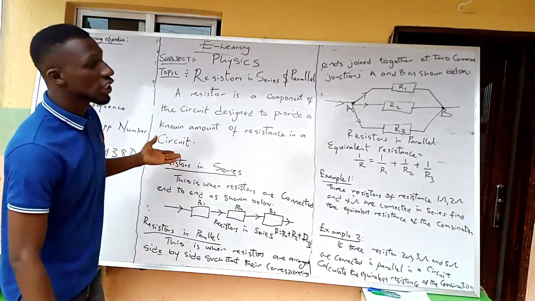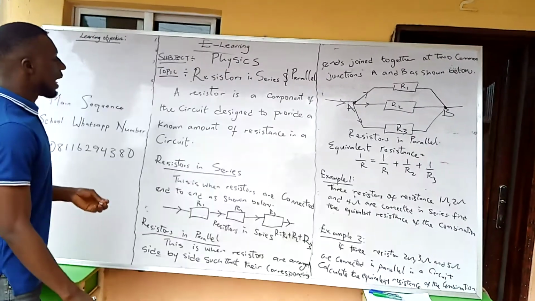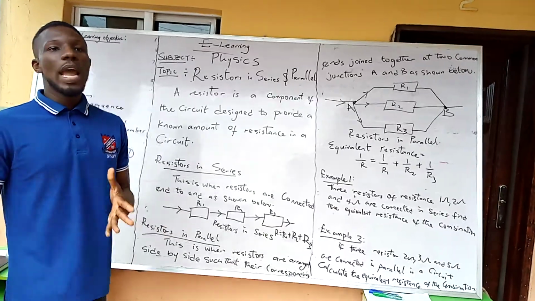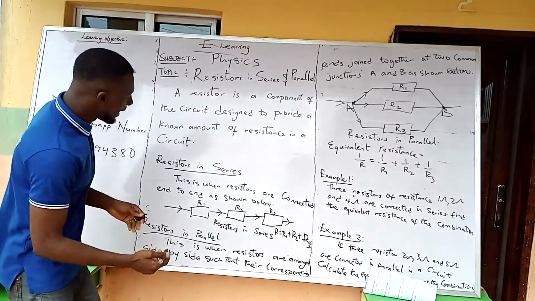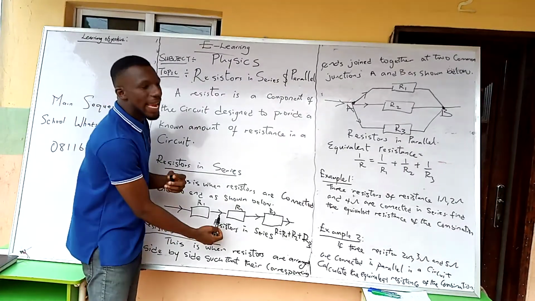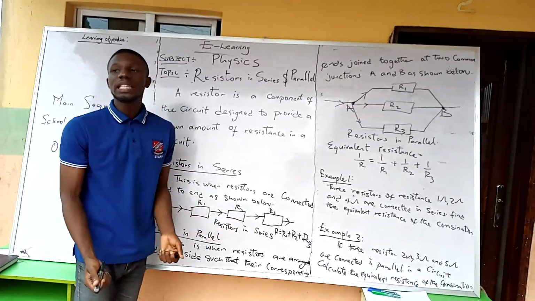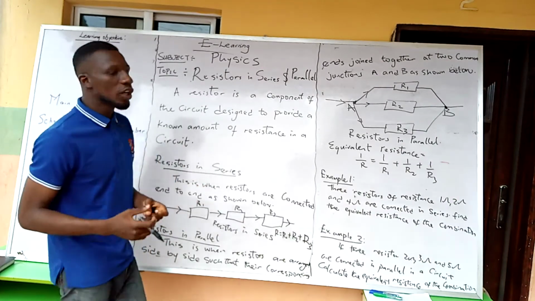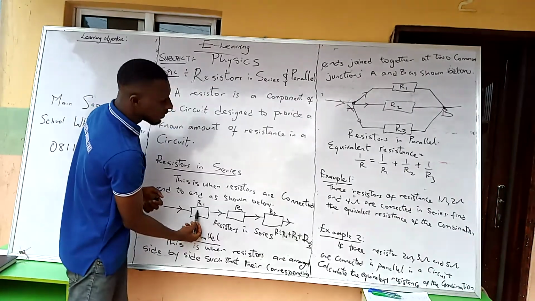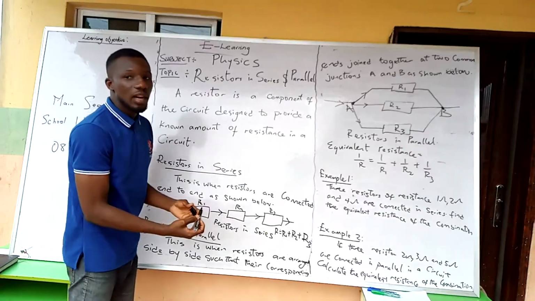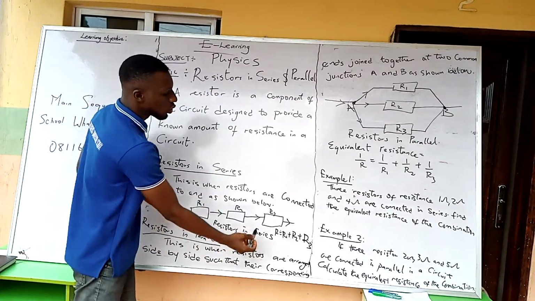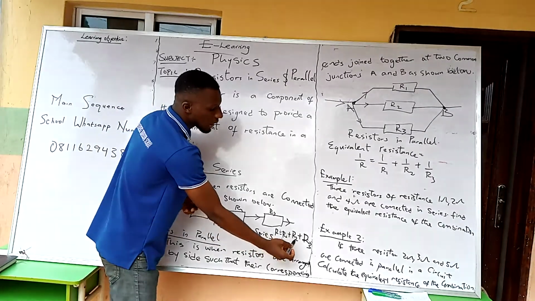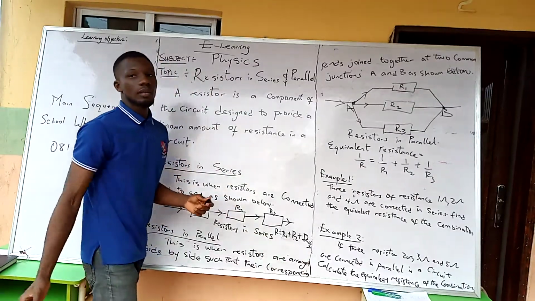Now, let's look at resistors in series. This is when resistors are connected end to end as shown below, meaning they are connected end to end in a straight line. Now, when resistors are connected end to end, what do you do? You add the resistors together. You add their resistance together to give you the equivalent resistance, meaning R1 plus R2 plus R3.